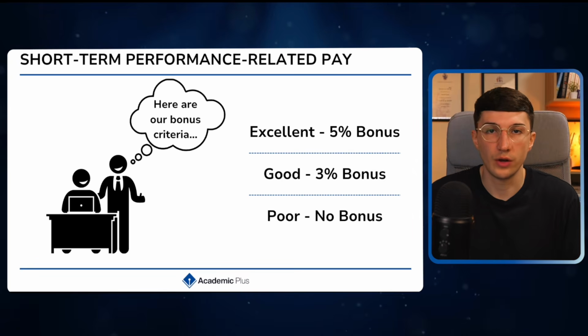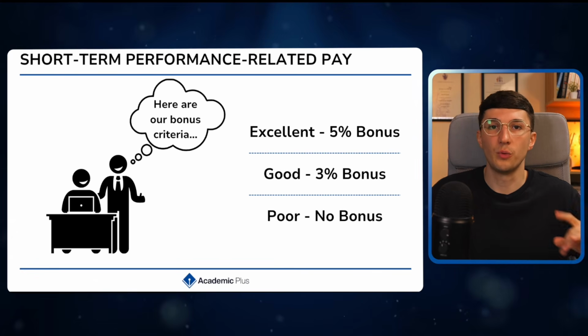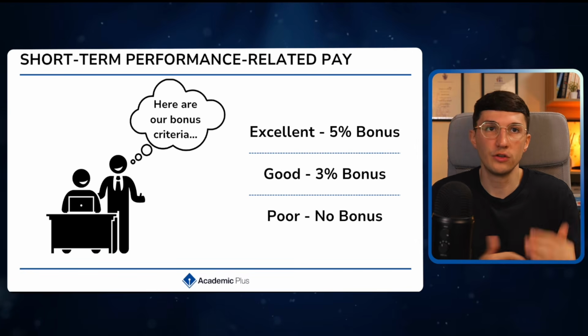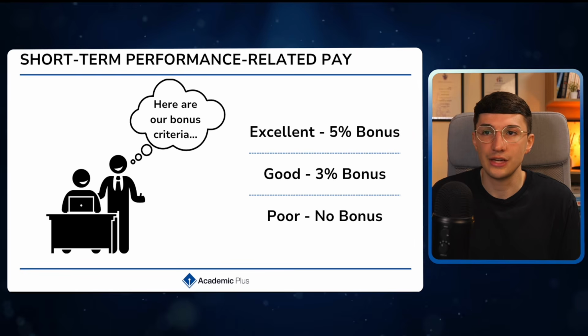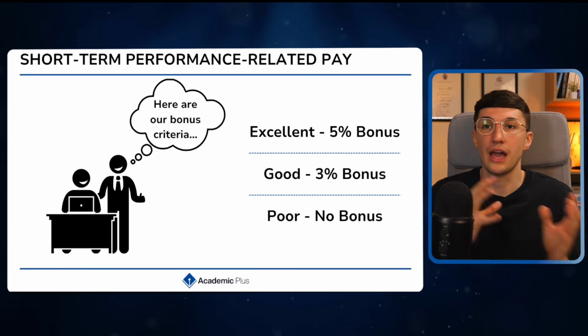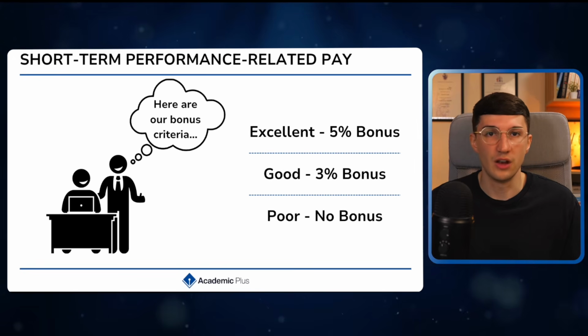Let's say you've done something quite good in the short term, they may give you a short-term bonus. So you've performed excellently, so you're getting a 5% bonus on top of your original salary. If you perform good, so you may have exceeded expectations or you've just about met them, then you could get a 3% bonus. If you've not done very well at all, you may just get no bonus at all.